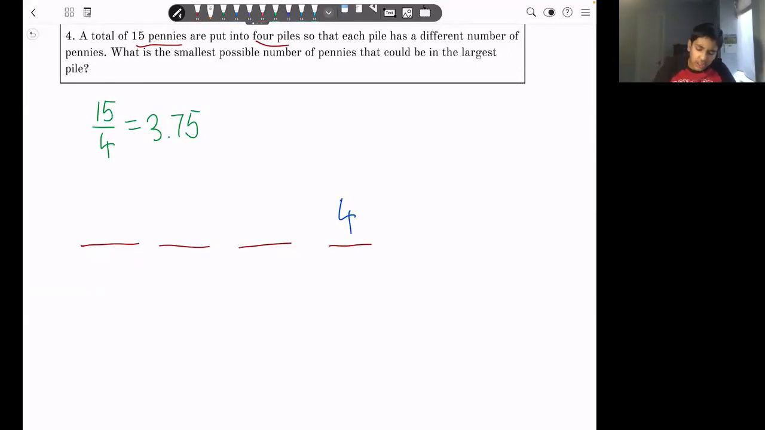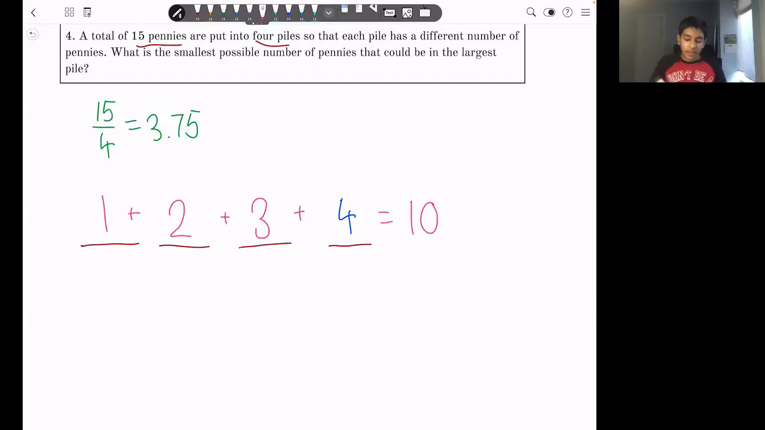Okay, so now we know the largest value has to be at least 4. So is it possible for 4? Well, if it's 4, then we have to have all different. So the next largest value can be at most 3. The second value can be at most 2, and that means the first value can be at most 1. But that means the sum is only 10, even in the best case from 4.